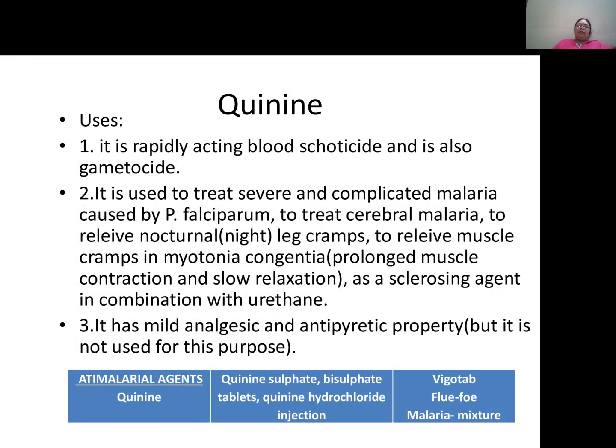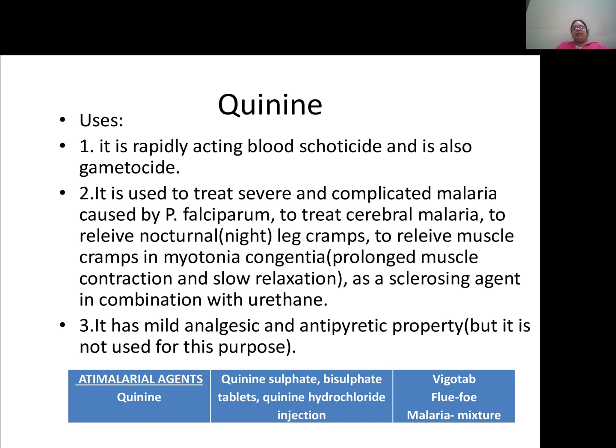Uses of quinine: it is a rapidly acting schizonticide and is also a gametocide. It is used to treat severe and complicated malaria caused by Plasmodium falciparum, to treat cerebral malaria, to relieve nocturnal leg cramps, to relieve muscle cramps in myotonia congenita, and as a sclerosing agent in combination with urethane.